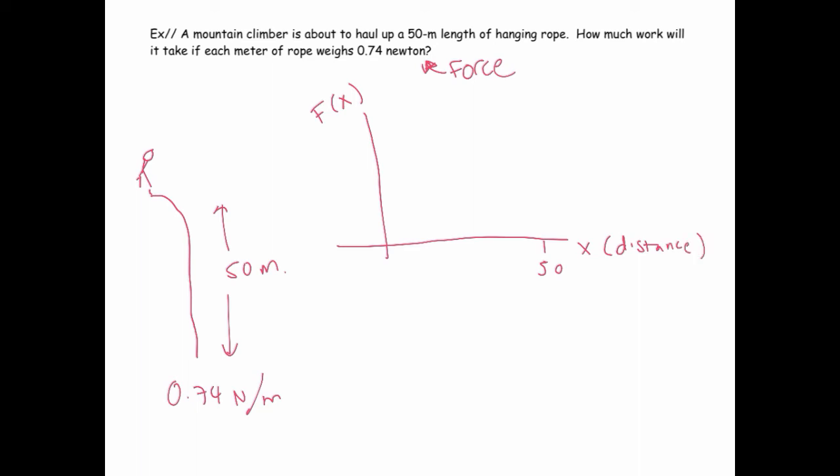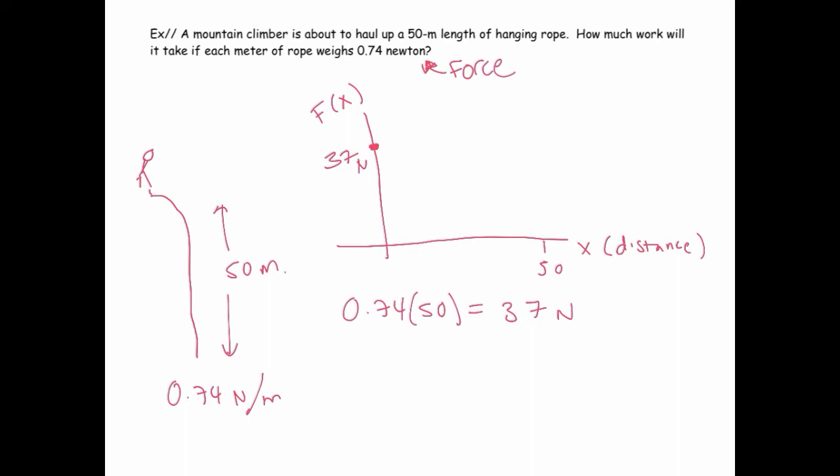Now, how heavy is the rope at the very beginning? How much force is he required to use at the very beginning? Well, it's 50 meters, and it's 0.74 newtons per meter. So right at this instant, 0.74 times 50 gives me 37. Again, it's newtons per meter times meters, that's newtons. So at the very beginning, it's 37 newtons.